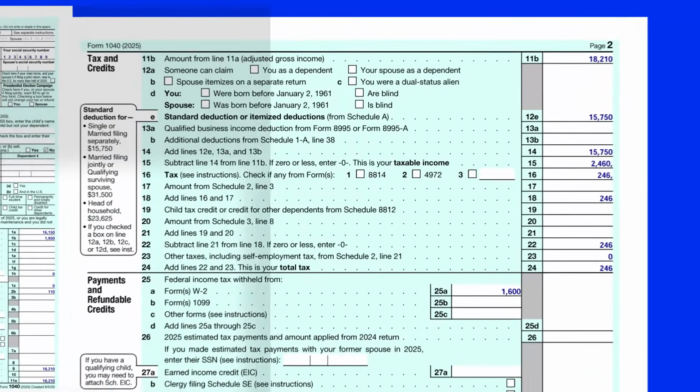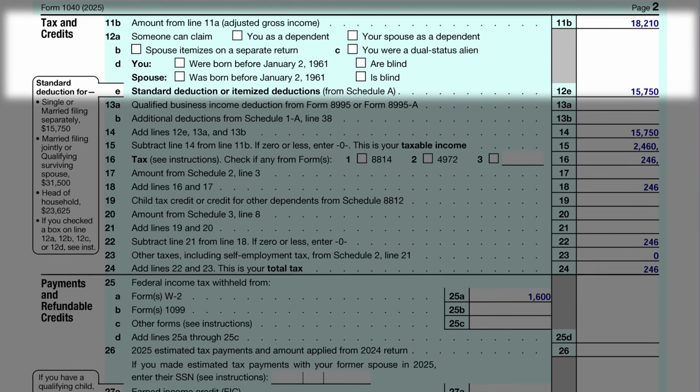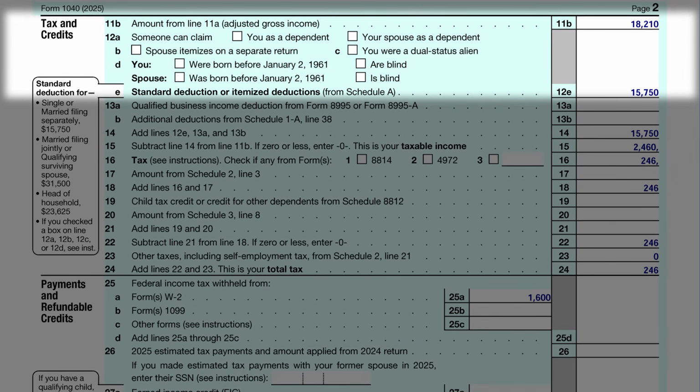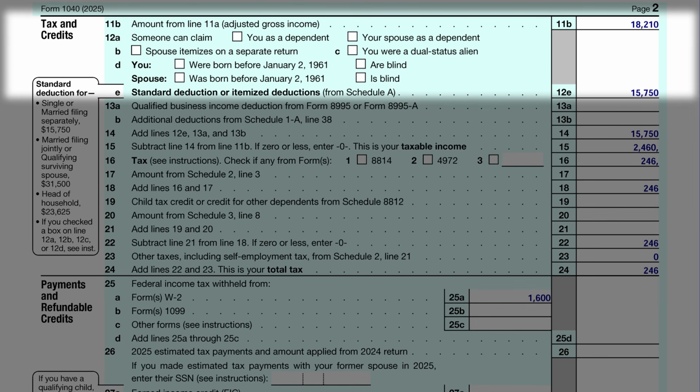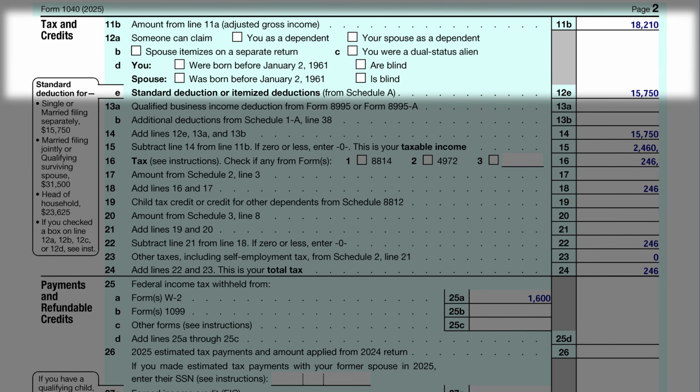Let's look at the standard deduction versus itemized deductions. The standard deduction is a flat amount that lowers your taxable income, while itemized deductions are based on actual expenses like mortgage interest, medical costs, and charitable contributions.